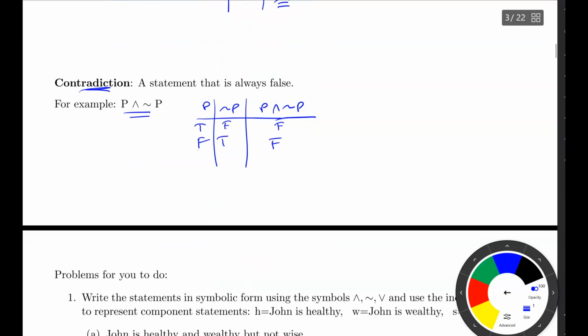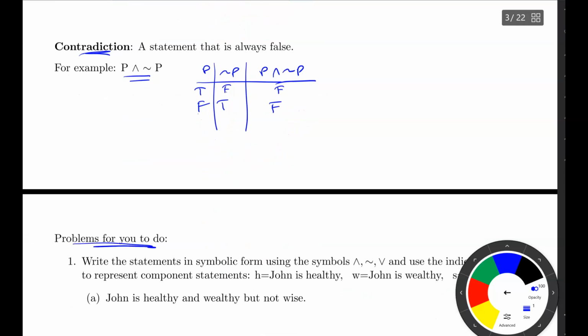There we are. Okay, so these are the problems that we're going to do in our Zoom session together. So you can save those to work when we meet.